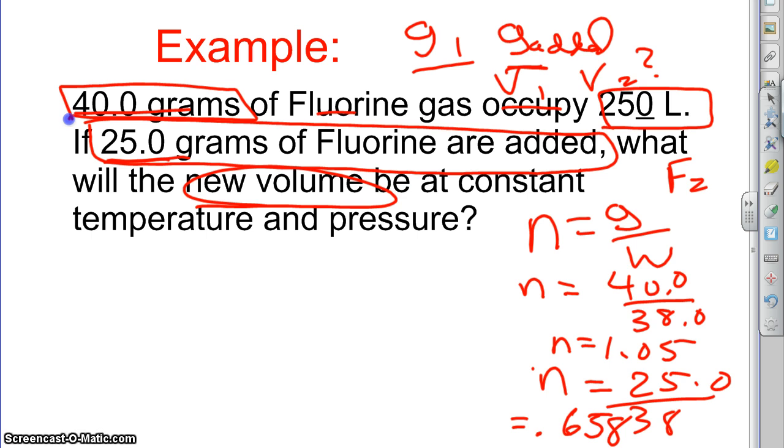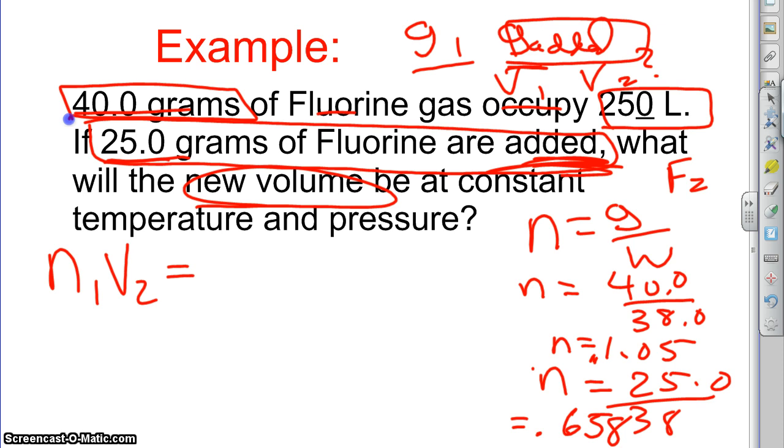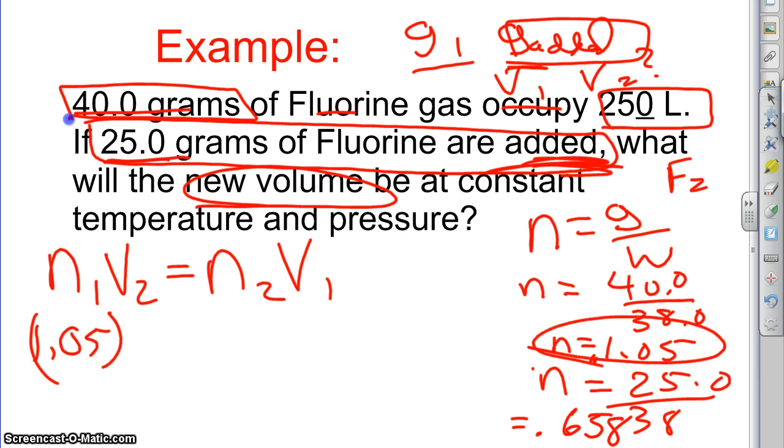So our moles at the beginning is 1.05. And be careful, the 0.658 is not our moles at the end, but our moles added. It's not what we have at the end, that's how much we add. So we're going to use Avogadro's law and start plugging in what we just found. The moles at the beginning is 1.05, so I'm going to plug that in here. The volume at the end is what we're being asked to find. The moles at the end is not 0.658, that's how much we added to the 1.05.